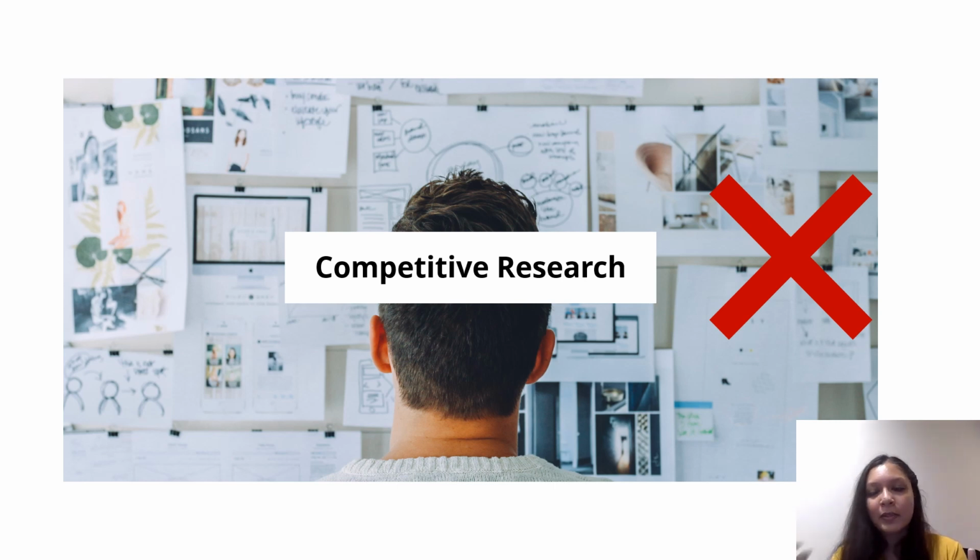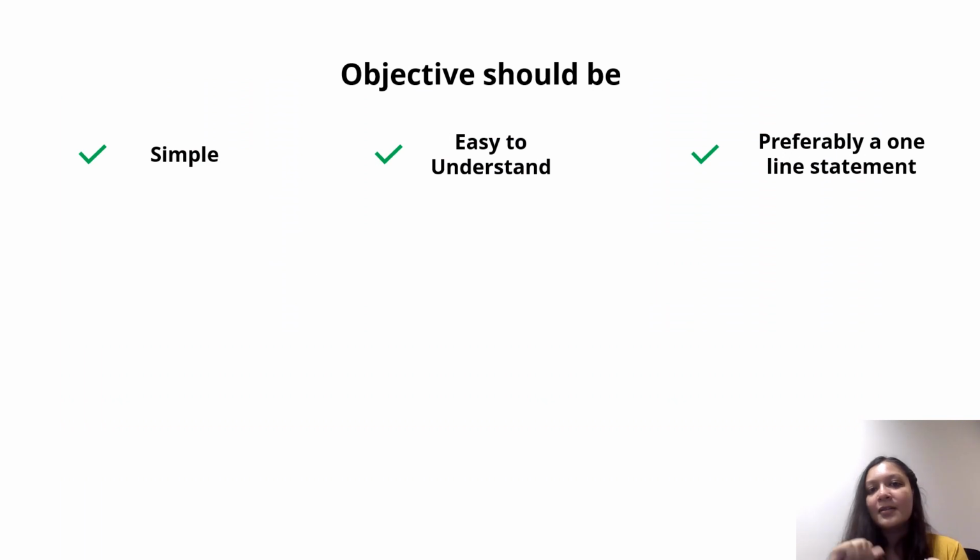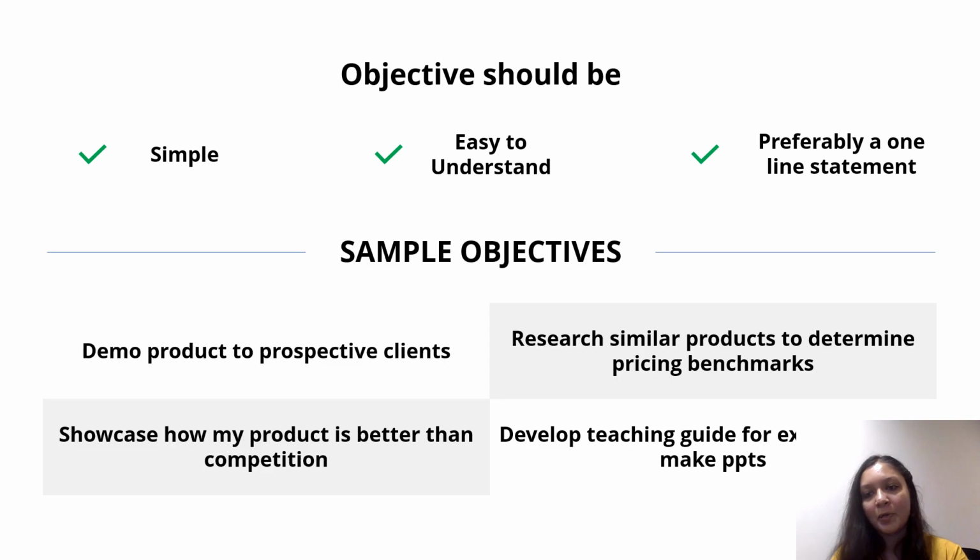What is your comparison parameter? Is it price, feature, market? What is it? Objective should be simple, easy to understand, and preferably a one-line problem statement. So the objective of my presentation today is to develop a teaching guide explaining how to make PPTs. We have some other sample objectives listed here, like showcase how your product features are better than competition, creating a product demo for prospective clients, etc. So that's number one. What is my objective?